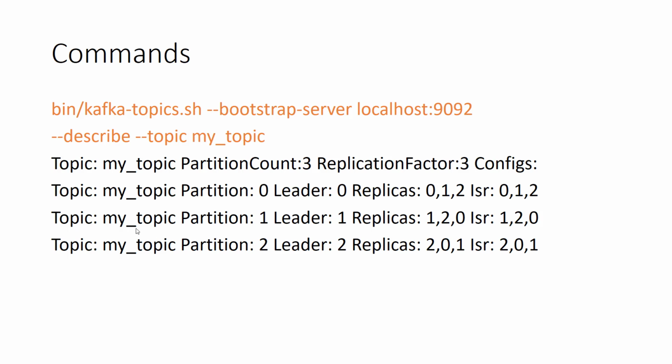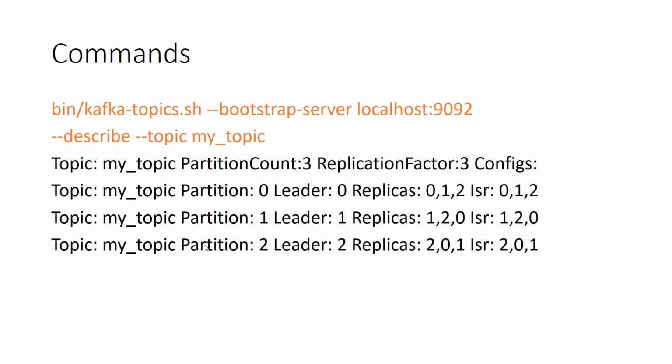So let's move on. In the next line, we can see partition 1 with leader 1, and the replicas are first of all its own, and then number 2 and 0. It holds partition 2's replica copy and 0's as well.